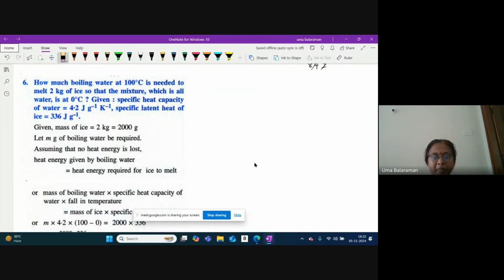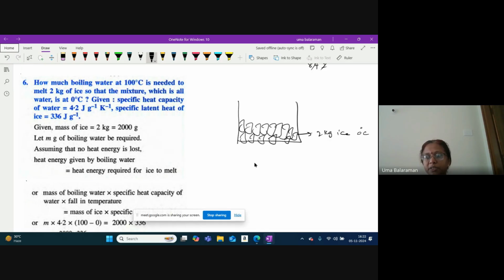So here we have 2 kg ice. Take 2 kg of ice cubes in the beaker. Ice cube, if they did not give the temperature, then it is 0 degrees Celsius. 2 kg of ice cubes.